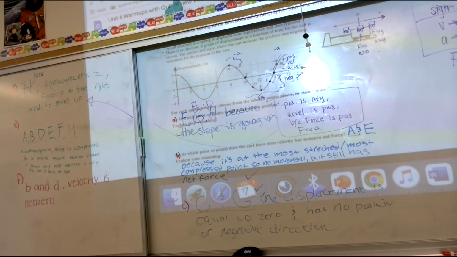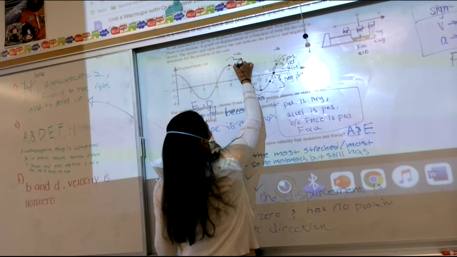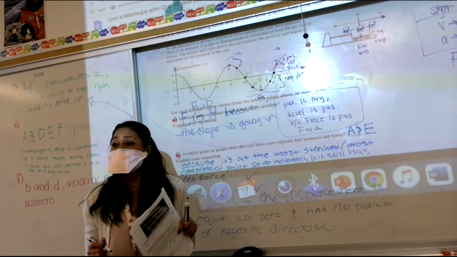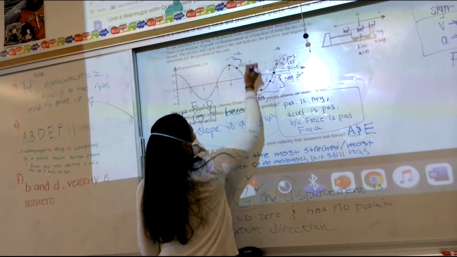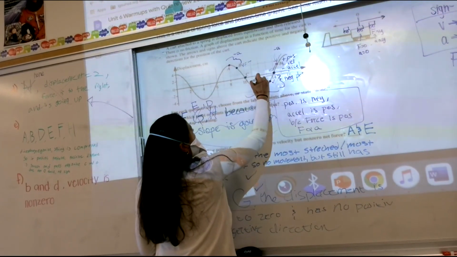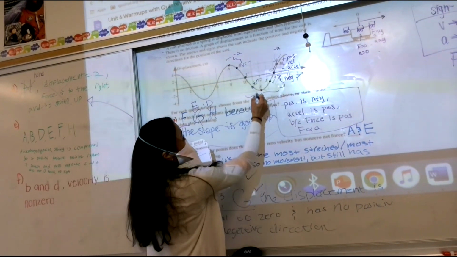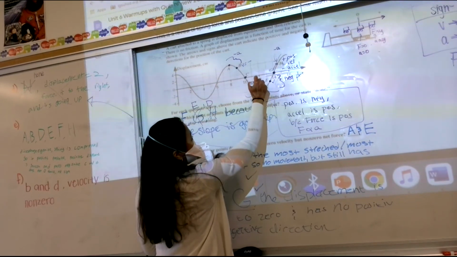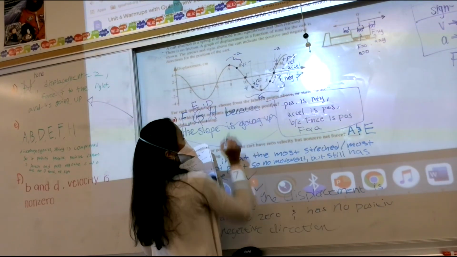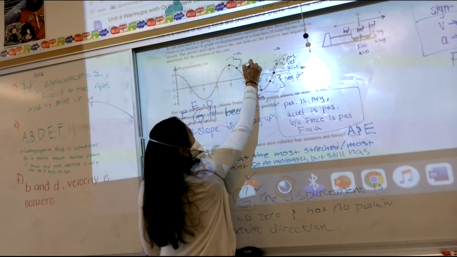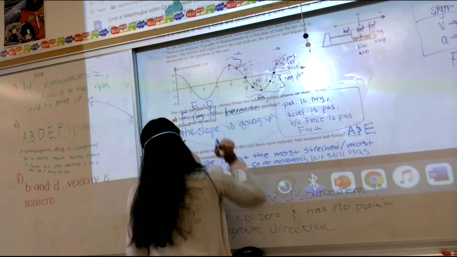And then last but not least, at which point or points is the velocity non-zero and opposite in sign to the acceleration? This group said B and D. So B and D are here. The velocity is definitely non-zero. Here the velocity is negative. Here the velocity is negative, but it also needs to be opposite the acceleration. So this actually meets the criteria because I've got a positive acceleration here. So this one's good. But I've got a negative acceleration here, and so B would not work.